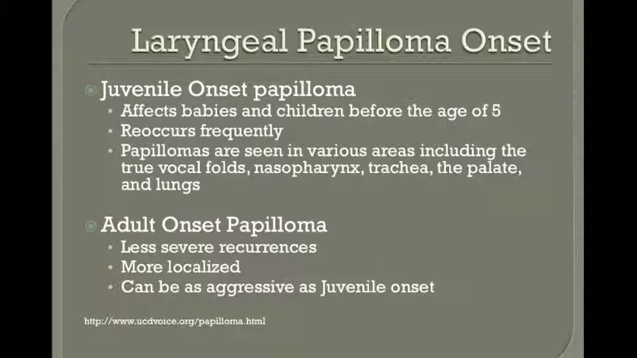There are two types of papilloma onset, juvenile and adult. The juvenile onset papilloma affects babies and children before the age of 5 and recurs frequently. The adult onset papilloma has less severe recurrences and is more localized.